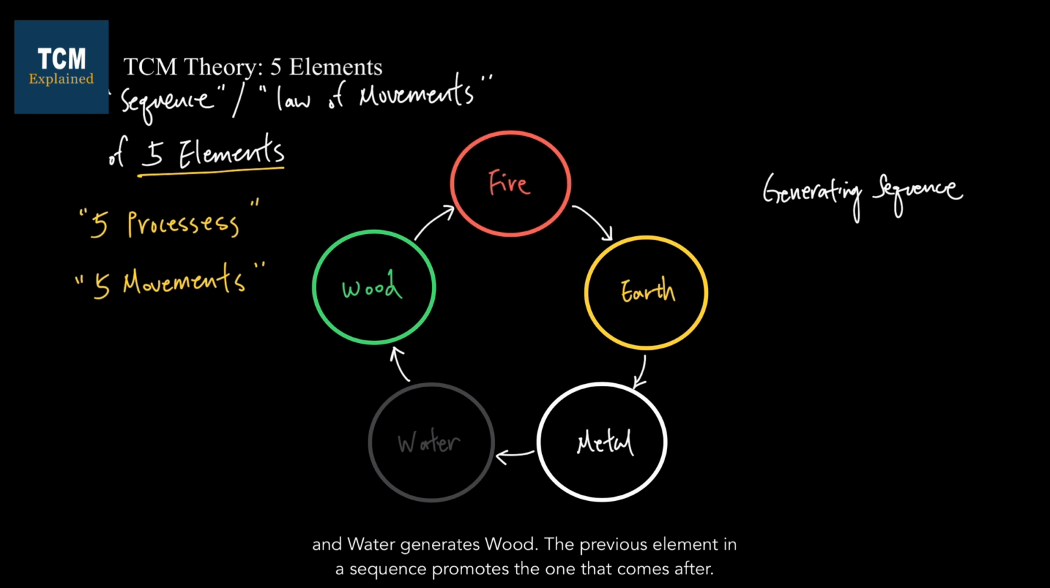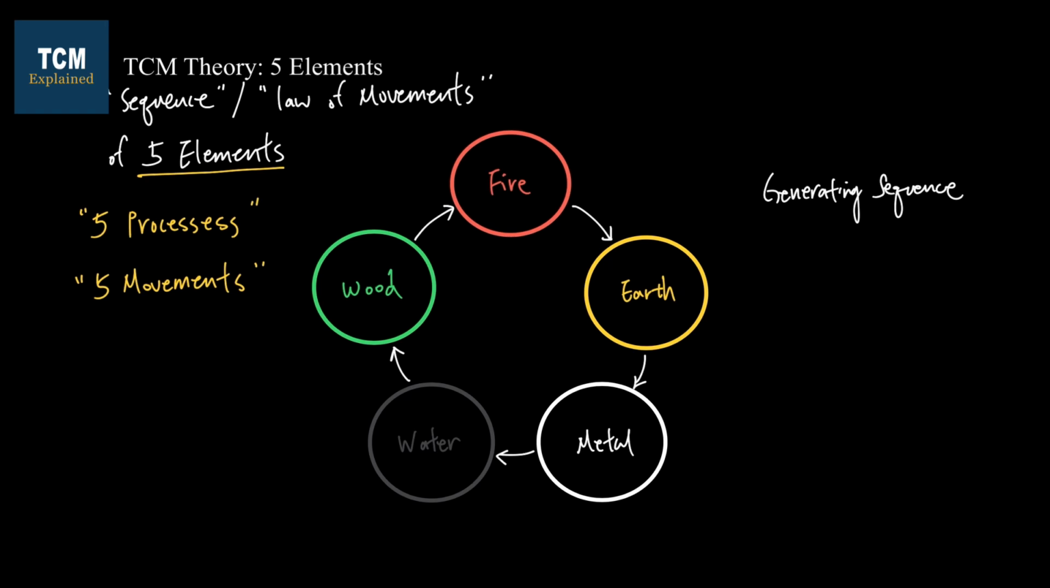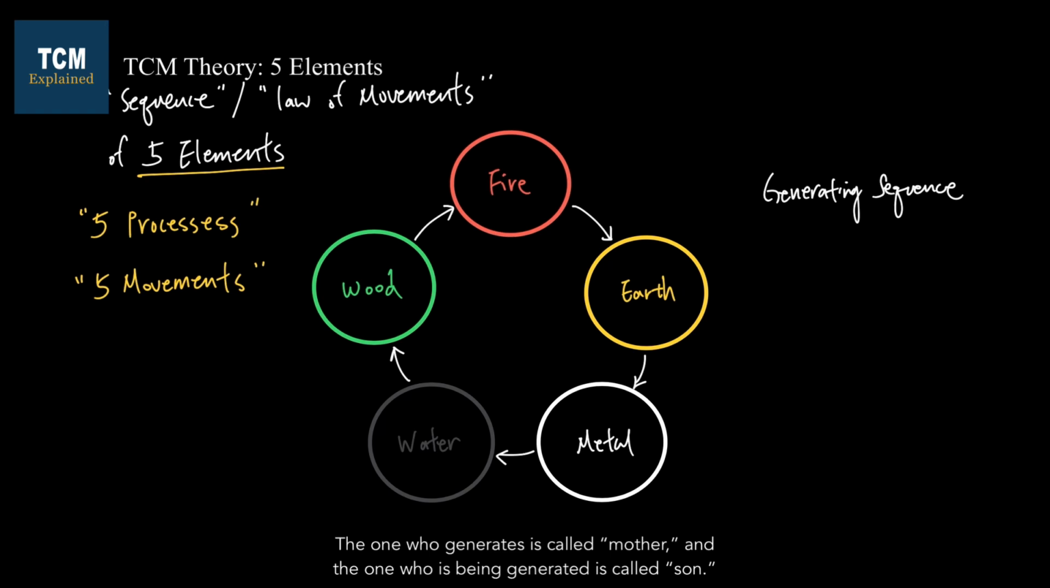Wood generates fire, fire generates earth, earth generates metal, metal generates water, and water generates wood. The previous element in a sequence promotes the one that comes after. In other words, 2 elements are in a mother and son relationship. The one who generates is called mother, and the one who is being generated is called son. For example, wood will be the mother, and the fire will be the son.